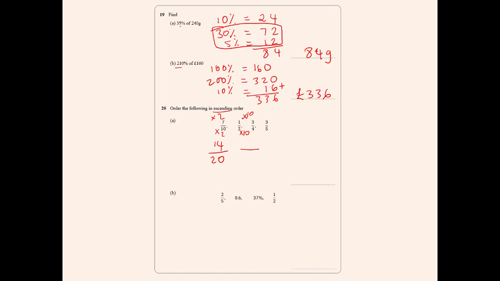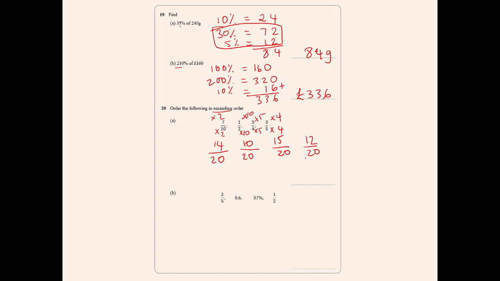Equivalent fraction rule. So 10 times 2 is 20. 10 times 1 is 10. Times by 5, times by 5. 5 times 4 is 20. 5 times 3 is 15. And then times by 4, times by 4. 4 times 5 is 20 and 4 times 3 is 12. Now we made the denominator same.